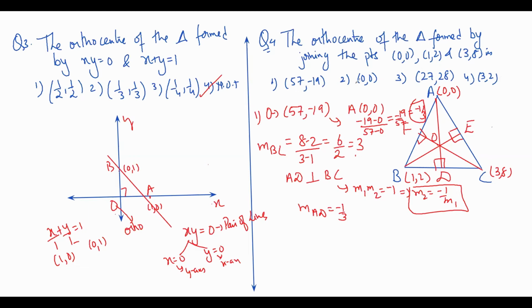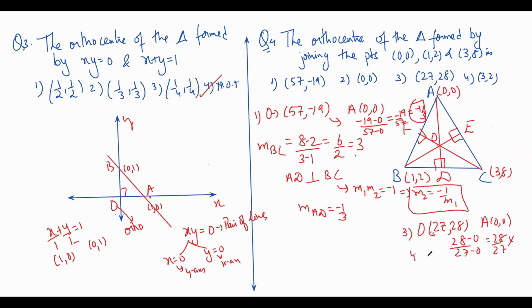One method is to check all the four options. Take 0 0 as this point, and this is 0 0, so this cannot be the orthocenter. Then for the third option, take this 27 comma 28, and this is 0 0. Let this be my O, and A is 0 0. Now I'm checking the slope, that is 28 minus 0 upon 27 minus 0, which comes out to be 28 by 27. This is not the negative inverse of 3, so this is not my answer. That means the third is not my answer.